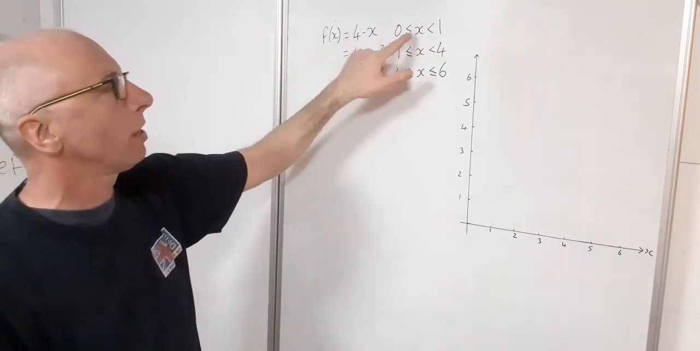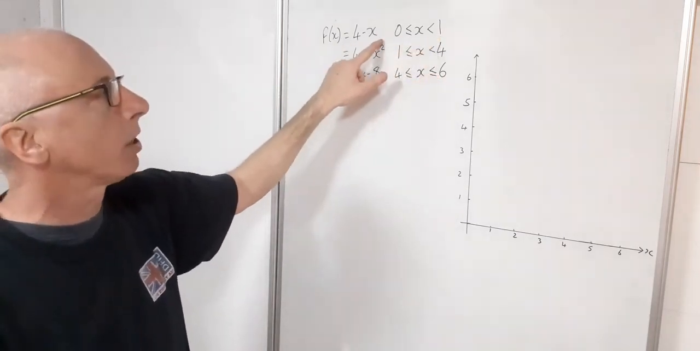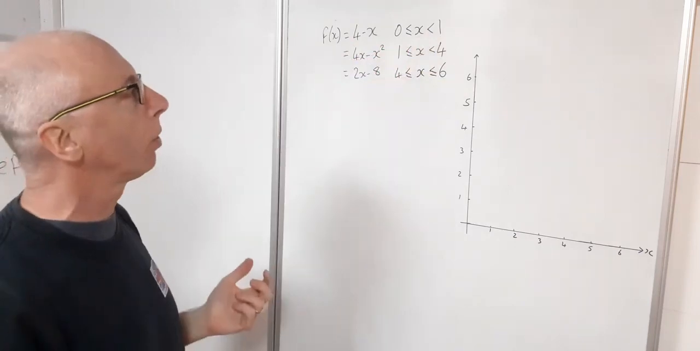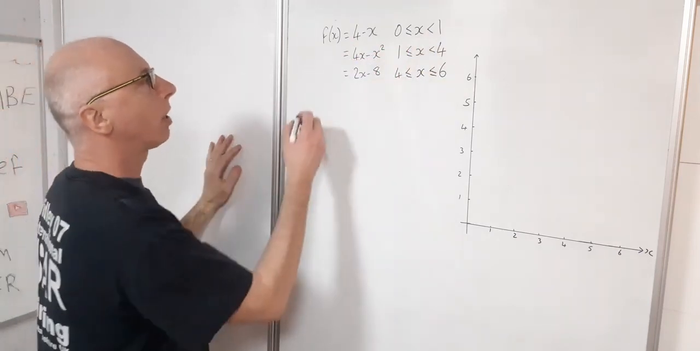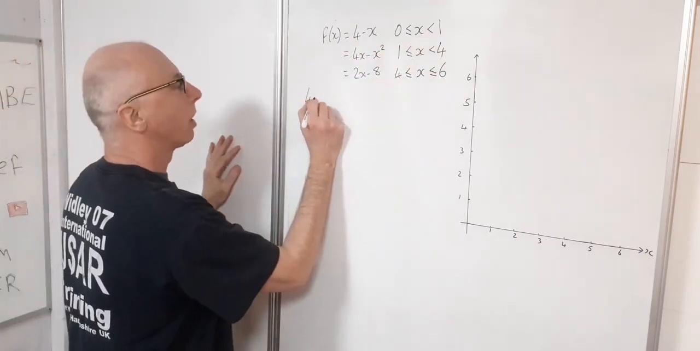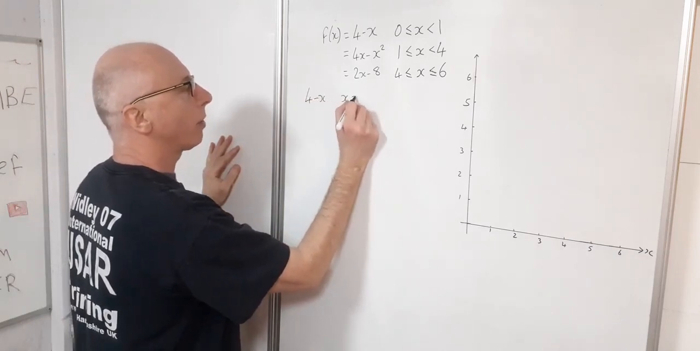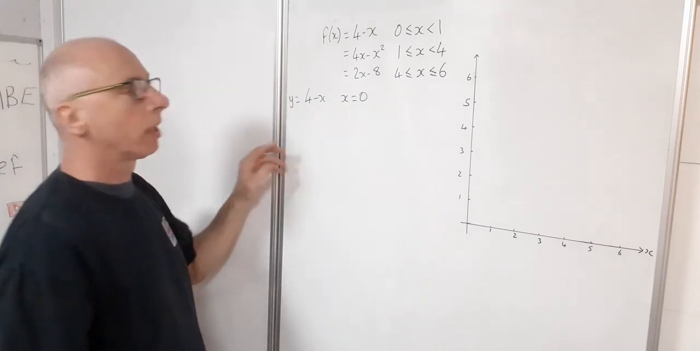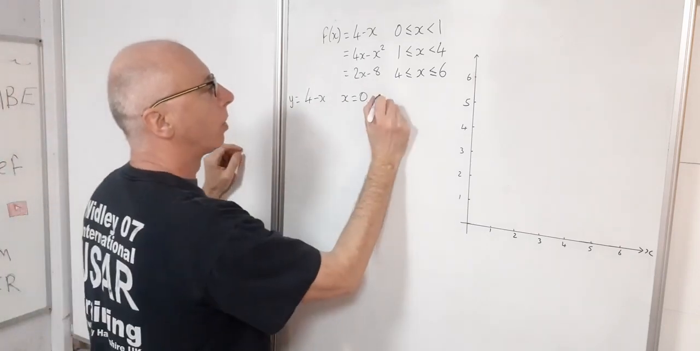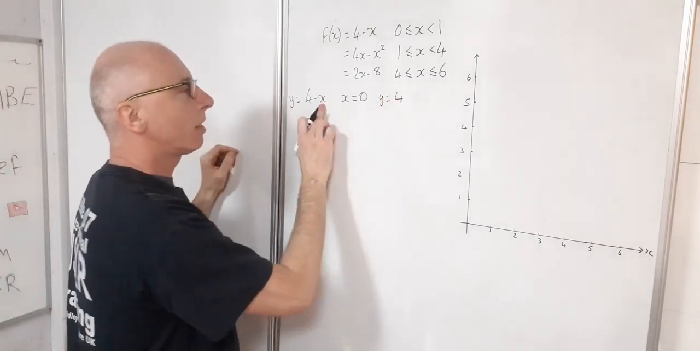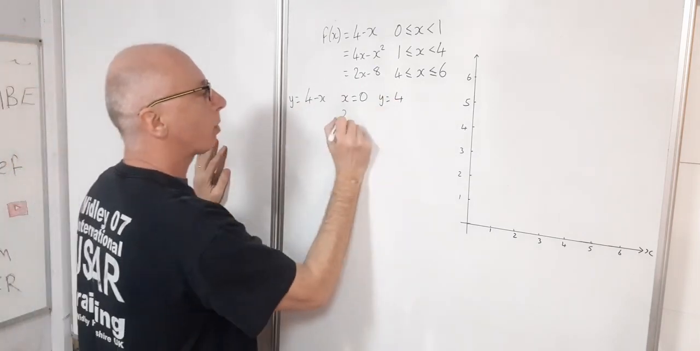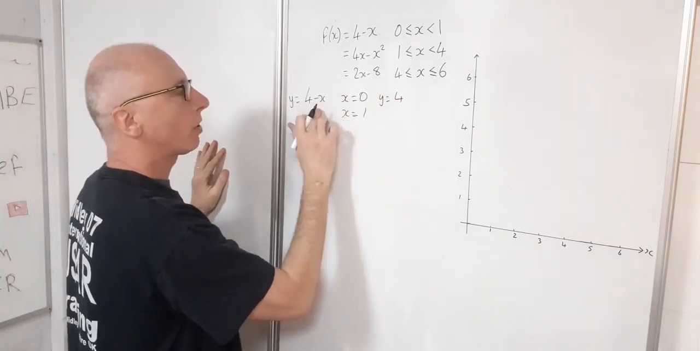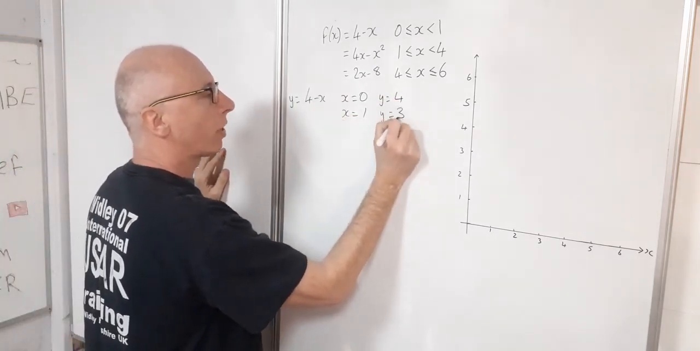So we've got points here, 0 to 1. It's a linear equation. Let's calculate the value at those 2 points, and then we can calculate where our line will go. So 4 minus x. Let's just write that as y equals. X equals 0, y equals 4. So that's easy to see. And then at x equals 1, 4 minus 1 is 3, y equals 3.